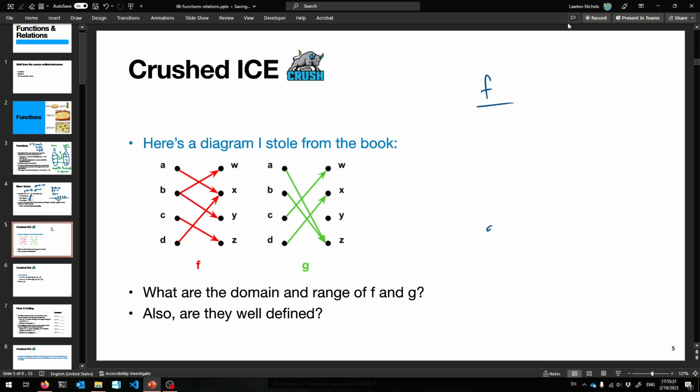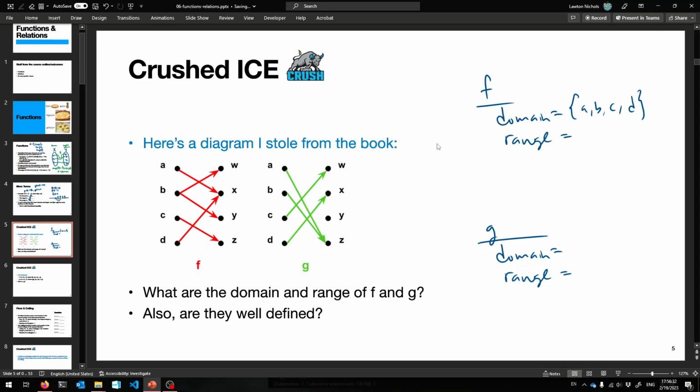So f and g, what's going on? I need to talk about their domains, their range, and then well-definedness. So what's the domain of f? It is all the values being sent somewhere. It looks like A, B, C, and D are all the left side of some arrow. Therefore, the domain of f is A, B, C, D. It's that set.